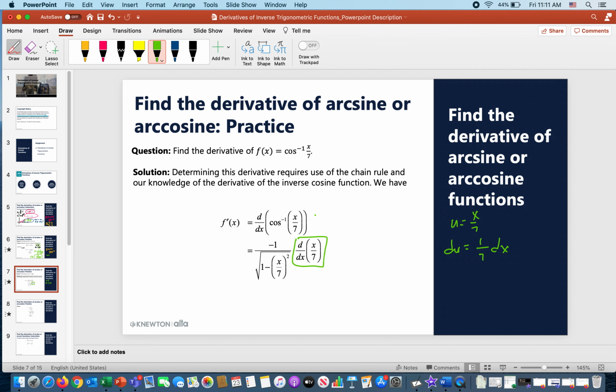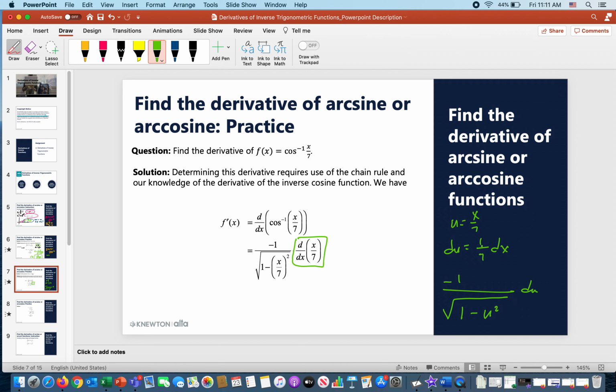So again, we're going to say that the inverse cosine is going to equal -1 over... let me rewrite that. Got a little happy with the radical there. So the inverse sine is going to equal -1. The derivative is -1 over the square root of 1 minus u squared du.